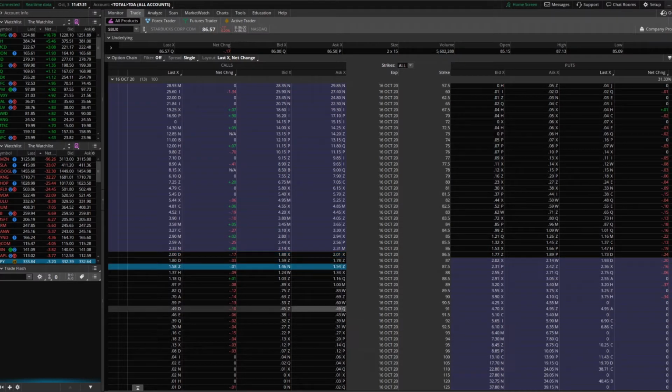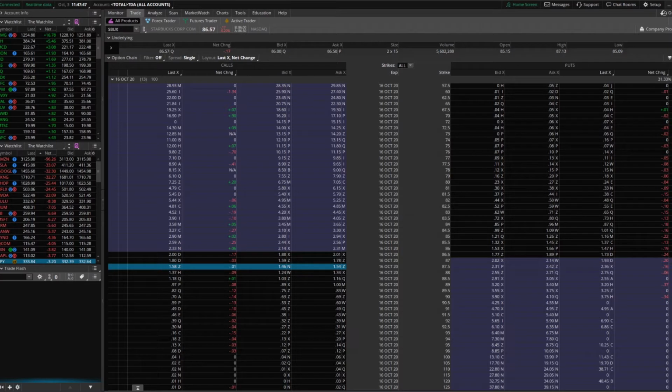Now, in order to identify a credit spread, you're going to need to know what in the money and at the money is. At the money is the option contracts that are right next to where the stock price is. So the stock price on Starbucks right now is $86.57. So technically, since it's $86.57, the 86.5 on the call side would be in the money, and the 87 would be at the money, if that makes sense.